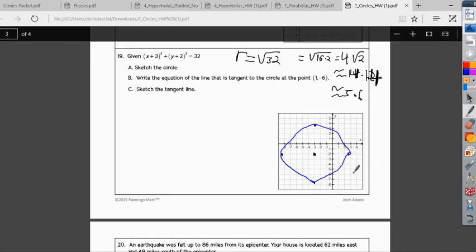All right. We need to find the equation of the line that is tangent to the circle at 1, -6. If I drew the circle better, the circle would pass through the point 1, -6. I can erase my bad drawing.